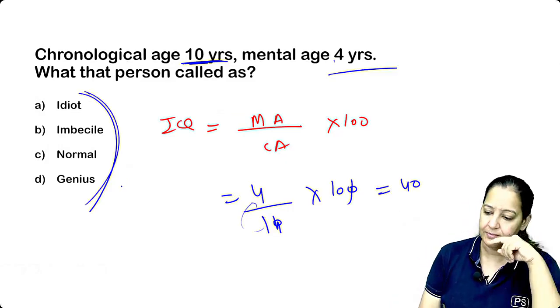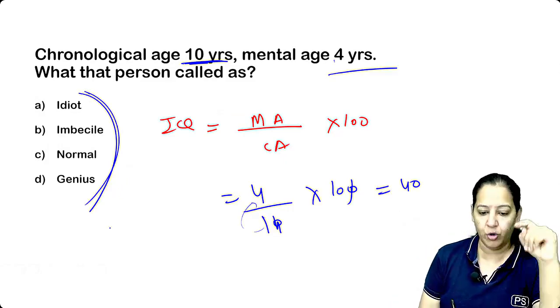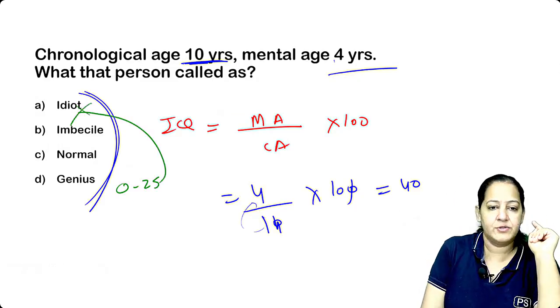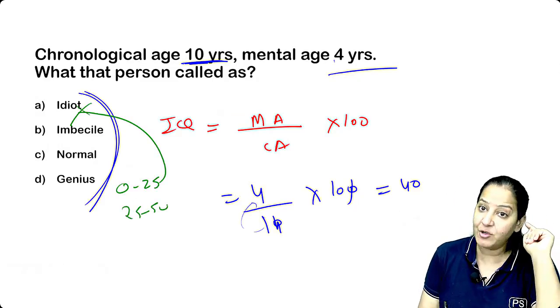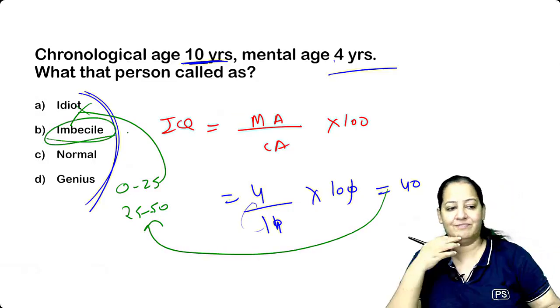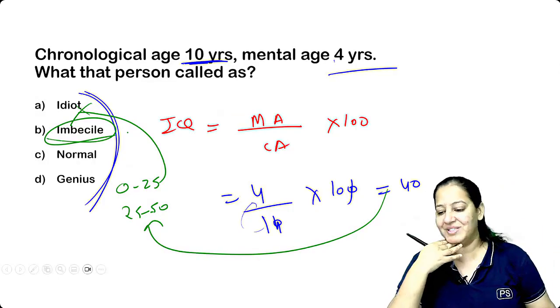Karthik, in which range does 40 come? I told you the ranges, na? 0 to 25 is idiot. So it's not idiot. 40 is coming in the range of 25 to 50. 40 is coming in this range. So I will say it's imbecile. Yes, this is how questions are coming in your exam.